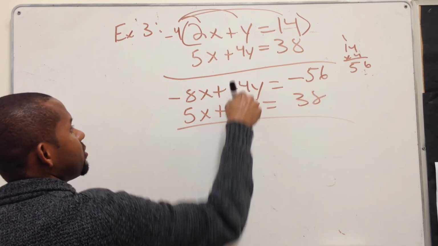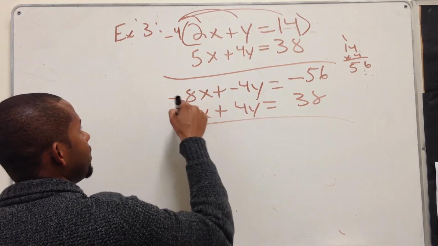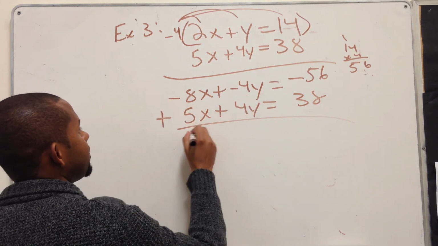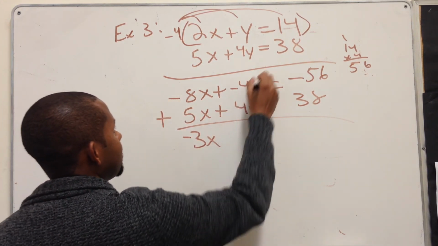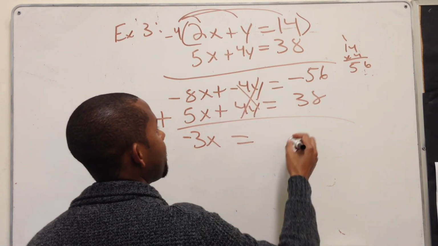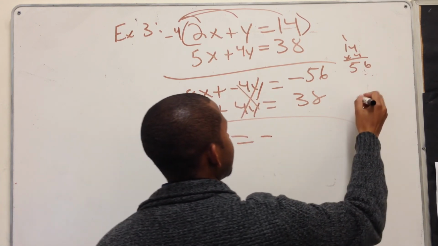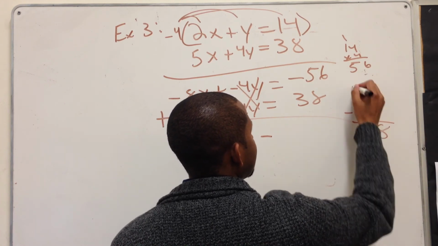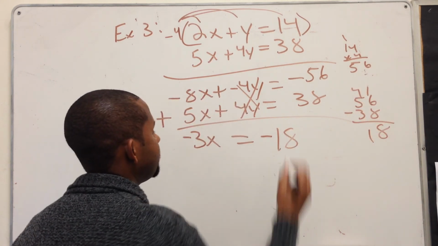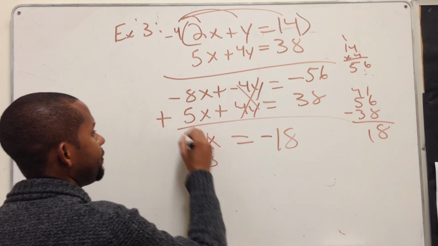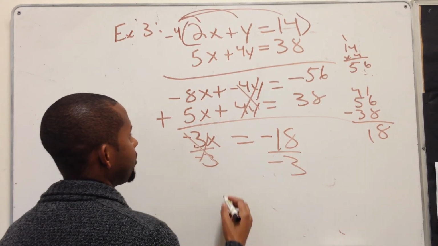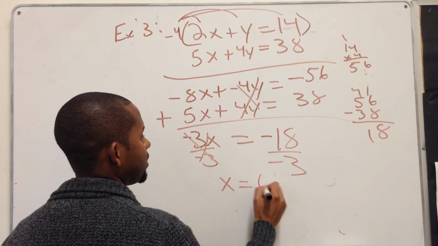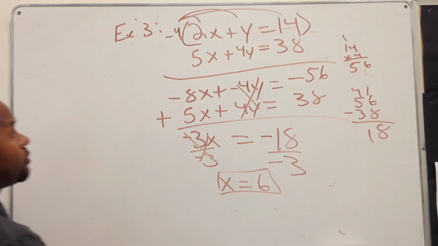You see, here's my stuff that cancels out. So I'm going to add these together. This becomes -3x. These cancel out. And this becomes whatever 56 minus 38 is, 18. Divide by -3, divide by -3. X equals 6.